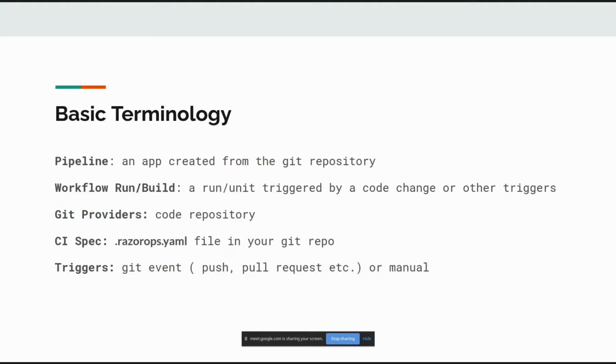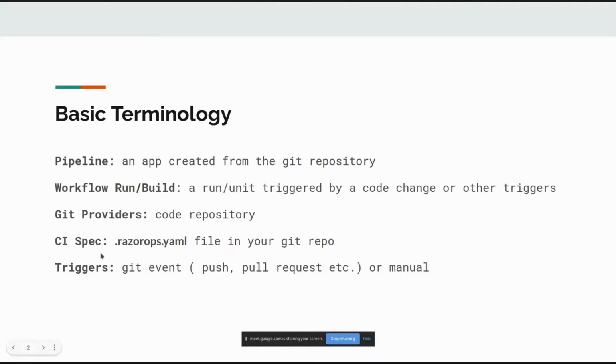If a pipeline is connected to a particular Git repository and you make a change, push a commit or push a branch, a code change trigger will be sent to your CI/CD system, and it will trigger a new instance of the job file that we call a new build or workflow run. Git providers are self-explanatory, and CI spec has a special meaning here.